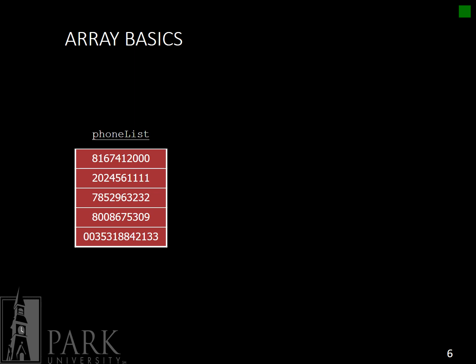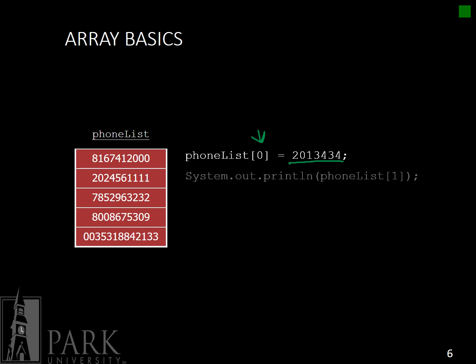So how do you update elements in an array? Well, here's how you could change the first number to another number. You can see here that we're accessing the phone list's 0th index, and we are setting it equal to this number right here with an assignment operation. As another example, here's how you would print the second phone number. Notice that we're printing the second phone number, but we are indexing it with 1 because indexes start with 0.